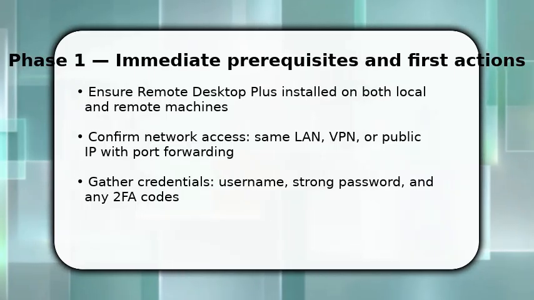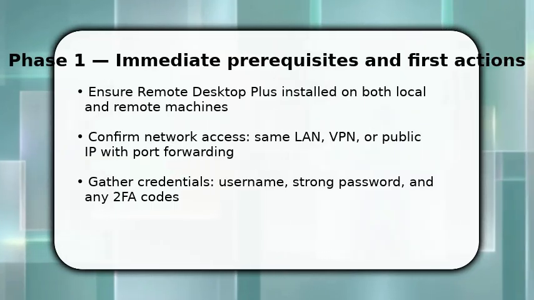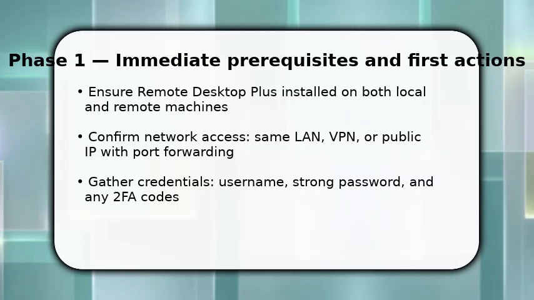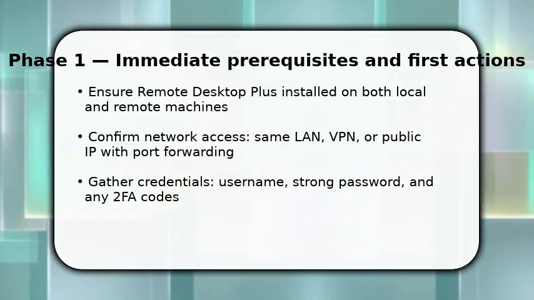Once done, switch to your local machine, open Remote Desktop Plus, and select Add New Connection. Enter the host ID and a friendly name. Make sure to test connectivity immediately so you don't waste time later.